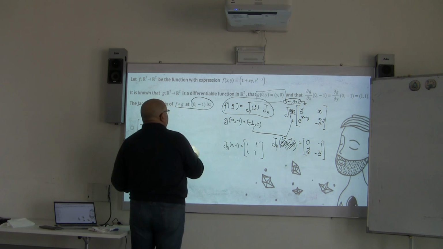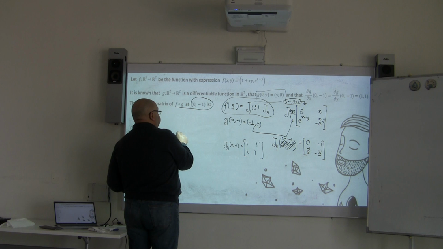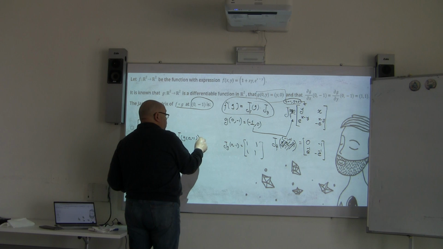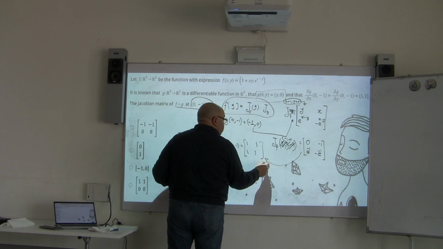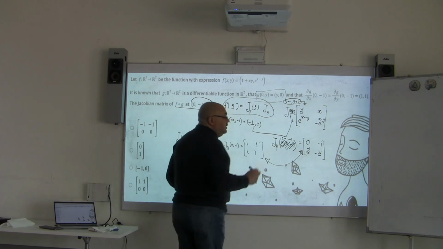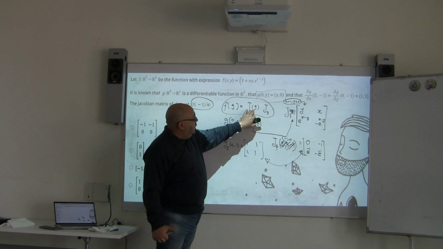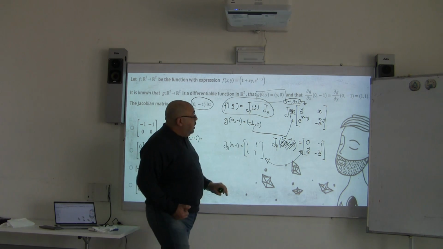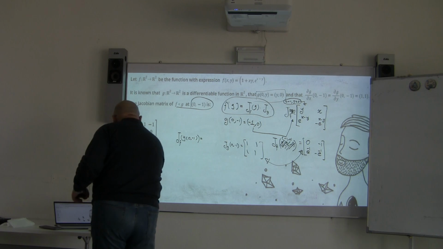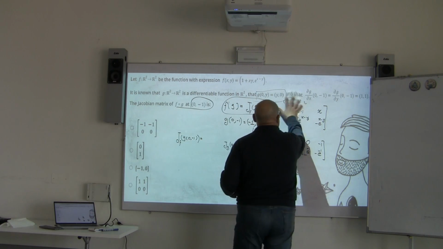Now I can get the Jacobian matrix of f composite g at the point 0 and negative 1, which is simply the multiplication of these two Jacobians times each other. I will multiply this Jacobian by the other Jacobian. Okay, let's do it once more, step by step, using the slides.